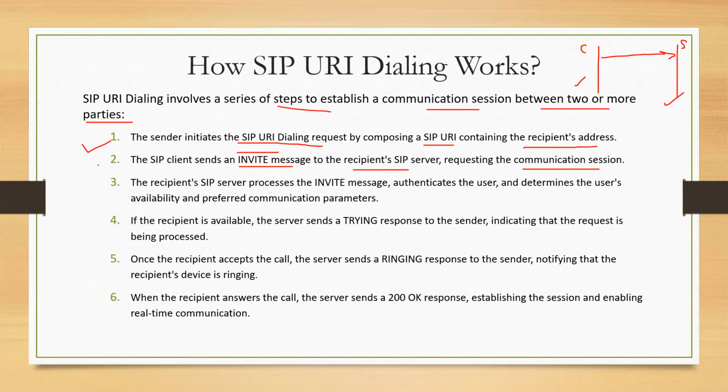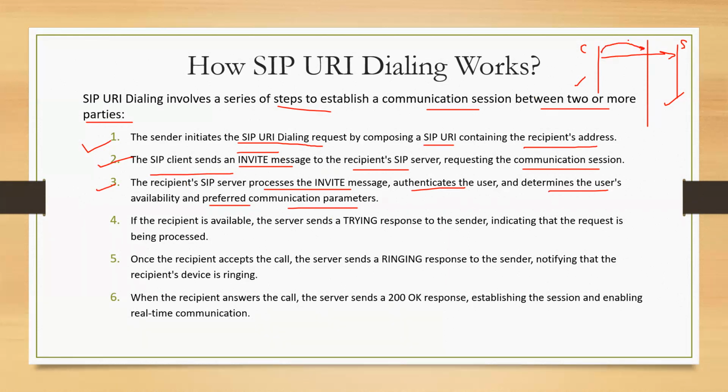Then it says the recipient's SIP server processes the invite message, authenticates the user, and determines the user's availability and preferred communication parameters. So what is this recipient SIP server? You should have the SIP server in between this client and the server. I can say this is your SIP server. So first the invite, or I can say the request, will go to the SIP server.